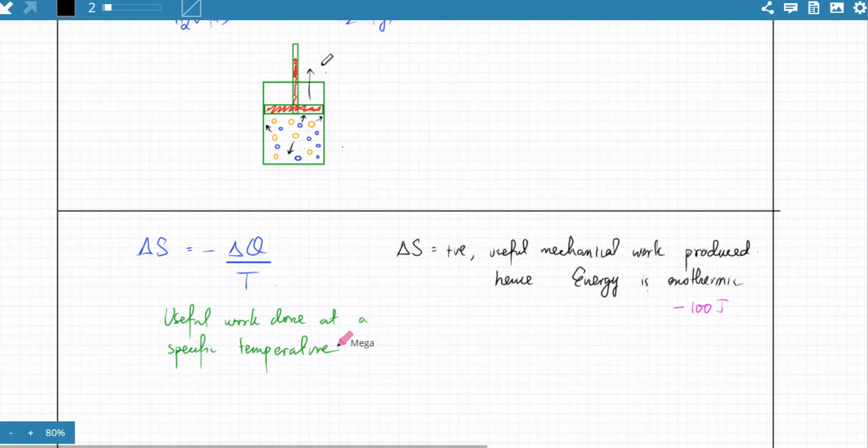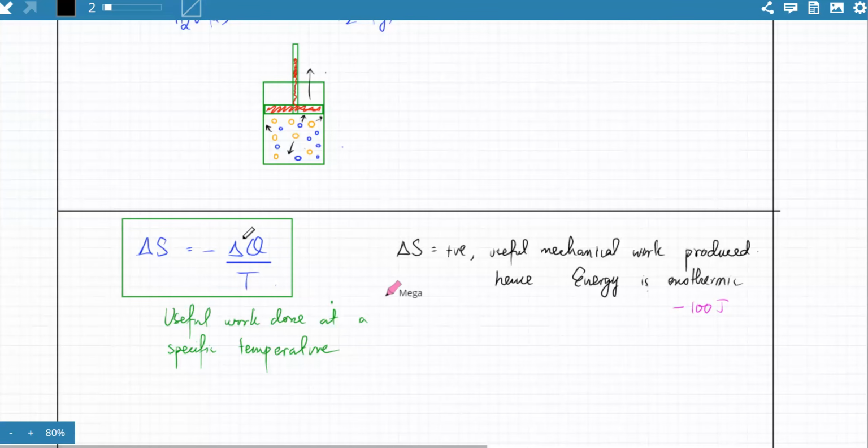Similarly, we can do this. So this is what the formula is. That's how you measure the entropy change that's happening. It's the useful work done by the substance at a specific temperature. So is this clear? Yes. Now there's another way to look at this formula.